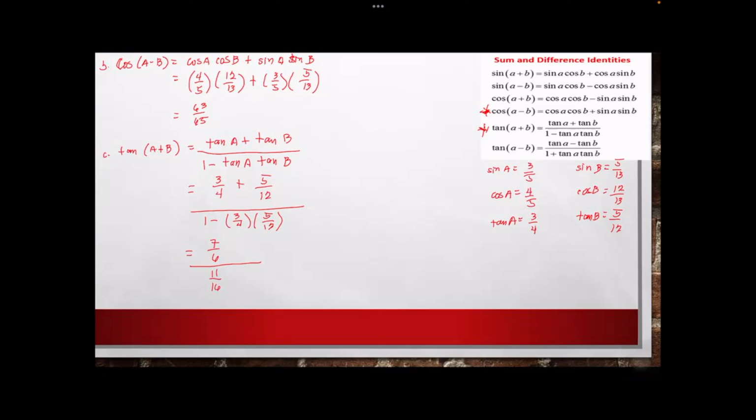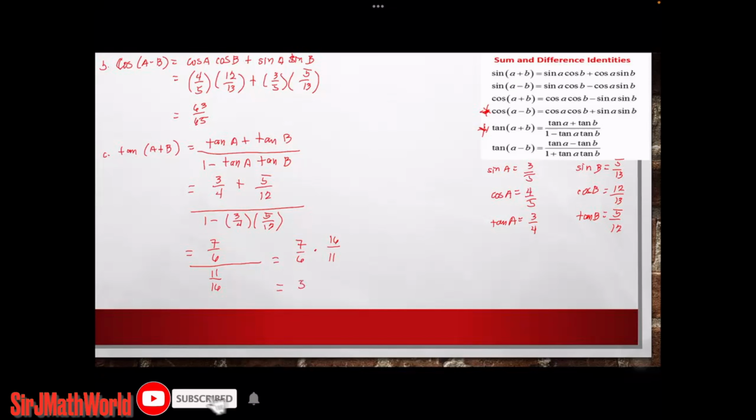Then, ang reciprocal, so magkakaroon tayo dito na is equal to 7 over 6 multiplied by 16 over 11. Ano magiging sagot? 7 over 6 multiplied by 16 over 11 is 56 over 33 po. Okay, so this will be 56 over 33. So, ito yung value ng tan A plus B.